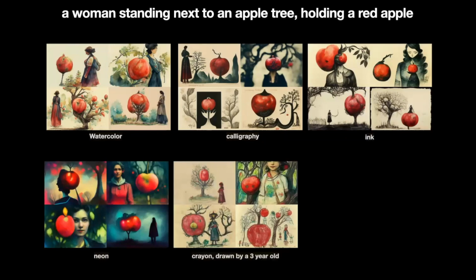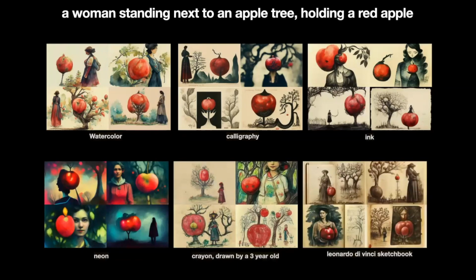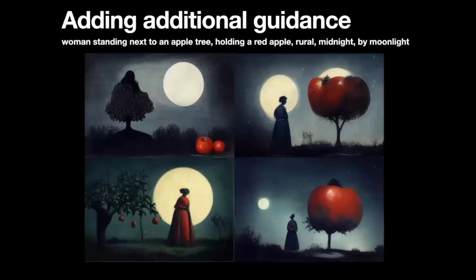Neon, drawn by a 3-year-old. In crayon, drawn by a 3-year-old. Wow. Here we go, Leonardo da Vinci sketchbook, right? And you can think about it, there's a million images of Leonardo da Vinci sketches that are available. So you know it's got a really good model of what those look like.